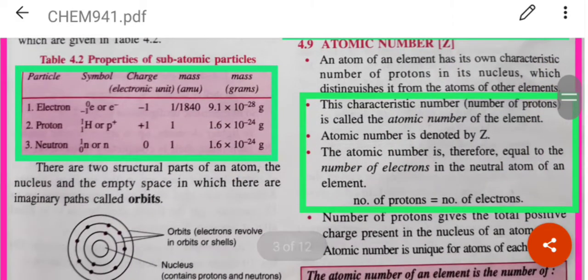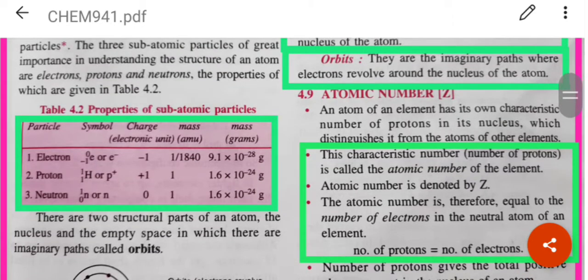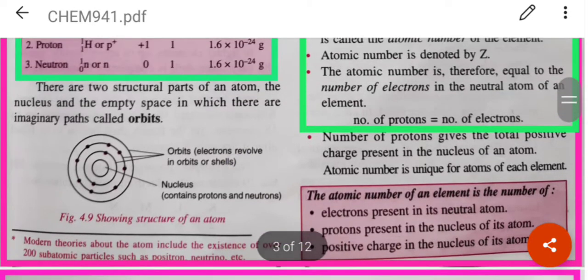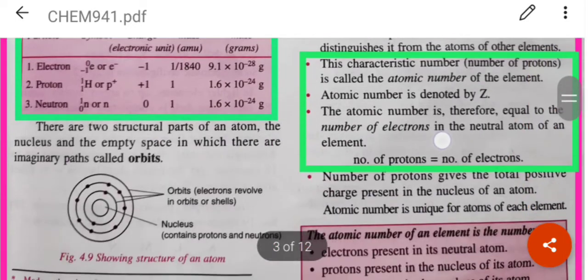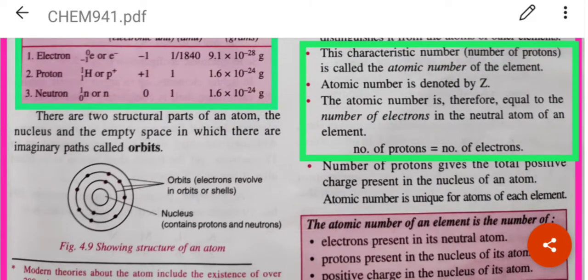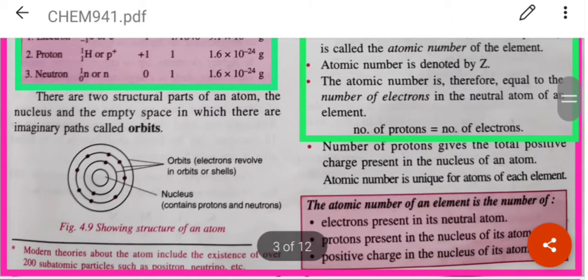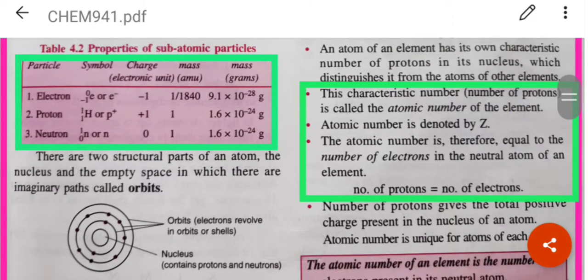Now here you can see the table where the charges of the subatomic particles are given. So you have to learn this: the symbol, the charge, the mass in atomic mass unit and then in grams. So already I have discussed this. Then you need to learn the definition of atomic number. So what is that? The number of protons present inside the nucleus of an atom of an element is known as atomic number, which is denoted by the symbol Z, capital Z.